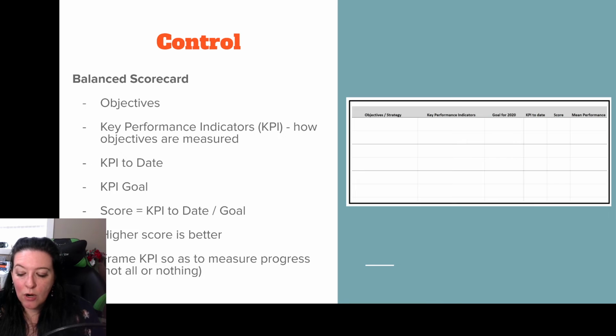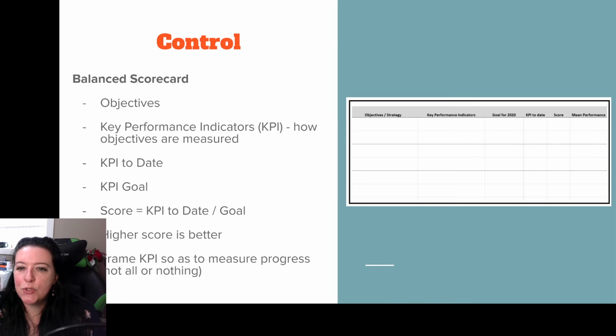A balanced scorecard takes our objectives, how we would know if our project was successful, and converts them into key performance indicators. So how are we actually going to measure those objectives? So we need something that is actually measurable, and we need something where we can measure progress. So it's not just deployment, yes or no. How do we measure that we're getting closer and closer to the finish line?